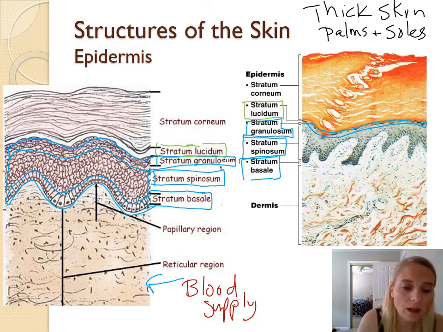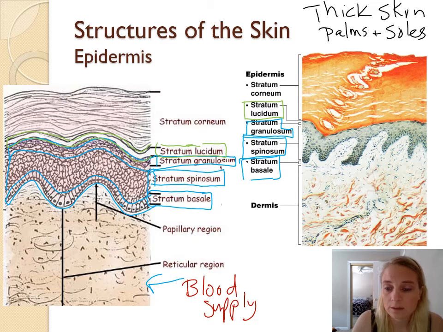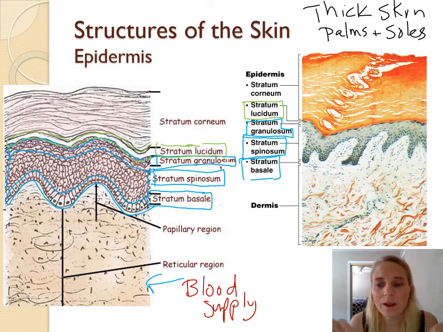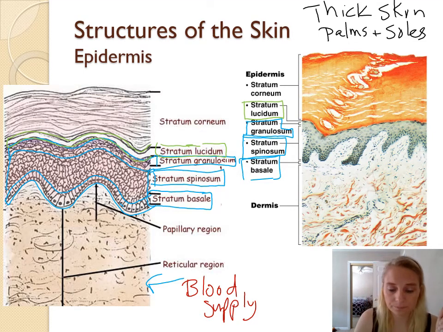So we can see that a lot better on the drawing. They made it really obvious. It's not always as obvious in a micrograph. So like over here, they kind of put a tiny little line, and if you look really close, you can see a thin white boundary between that green and that orange layer. That's going to be your stratum lucidum. Again, only found in thick skin.